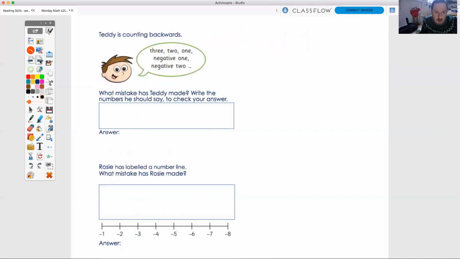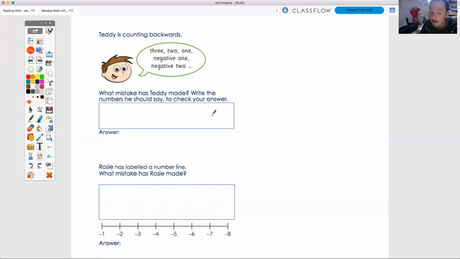Your last task today is these two problems. Something's gone wrong, and we have to have a look at some mistakes. So Teddy's counting backwards. There's Teddy, isn't he adorable? 3, 2, 1, -1, -2. He counts out loud. He's made a big mistake. Ooh, Teddy. Big mistake, Teddy. Not happy with you, Teddy. What's he done wrong, though? Can you see what he's done wrong? Write it down in that box.